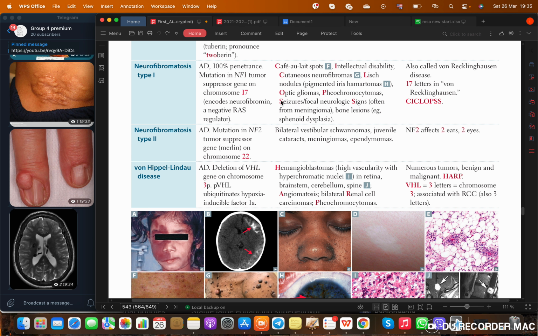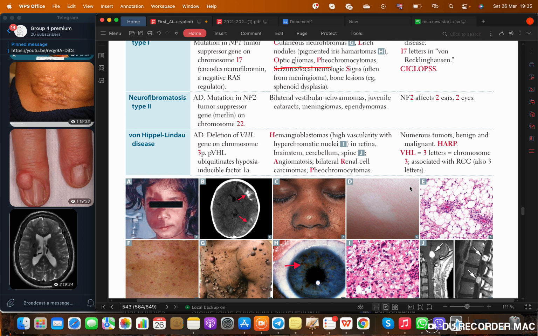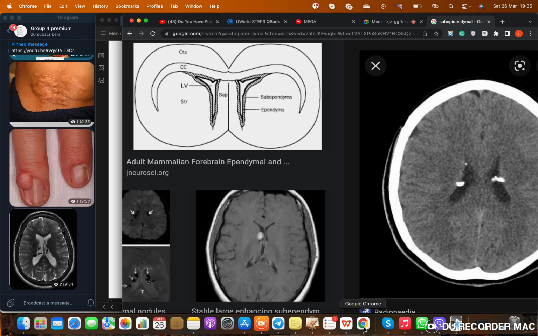Also, optic gliomas can be seen in this disease, which is a tumor of the optic nerve. Okay, optic glioma.